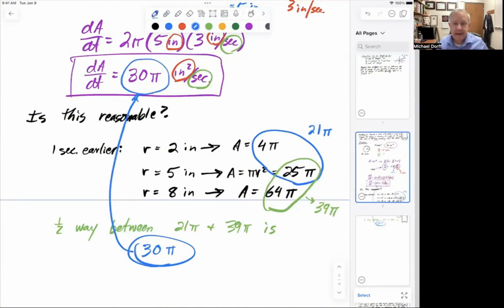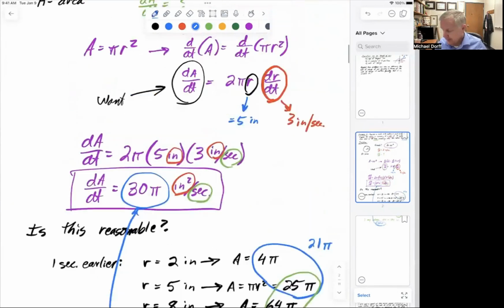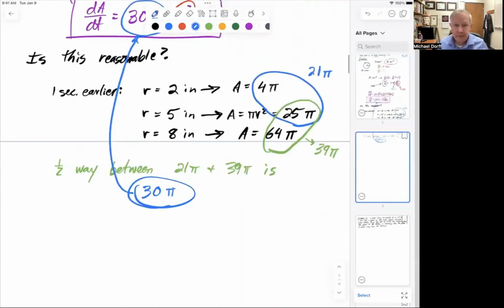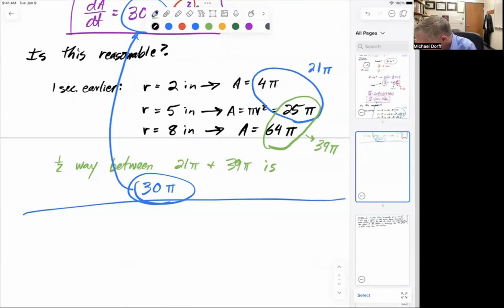Now, that doesn't prove that my answer is right. The validation that my answer is right is the work that we did, shown right here in purple. But the blue shows us that the answer I got in purple is reasonable. All right, let's look at another example here.